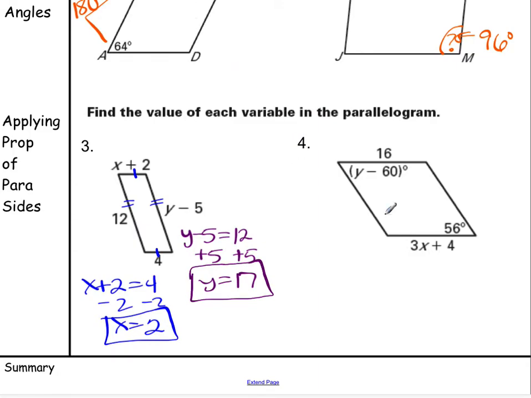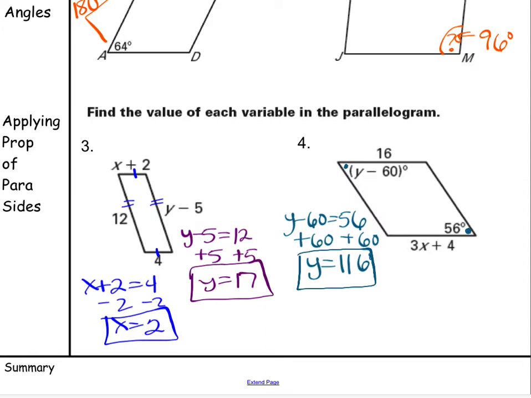For number 4, I've got this angle is marked and this one is marked, and those are opposite angles, so I know that those are equal to each other. So I can set them equal to each other. And then I can add 60 to both sides to solve for y. So y would be 116 degrees, or 116. I mean, it is in the angle there, but it's not just the angle. So I'm just going to say 116 is y. You would plug that in and subtract 60 to get the angle itself.